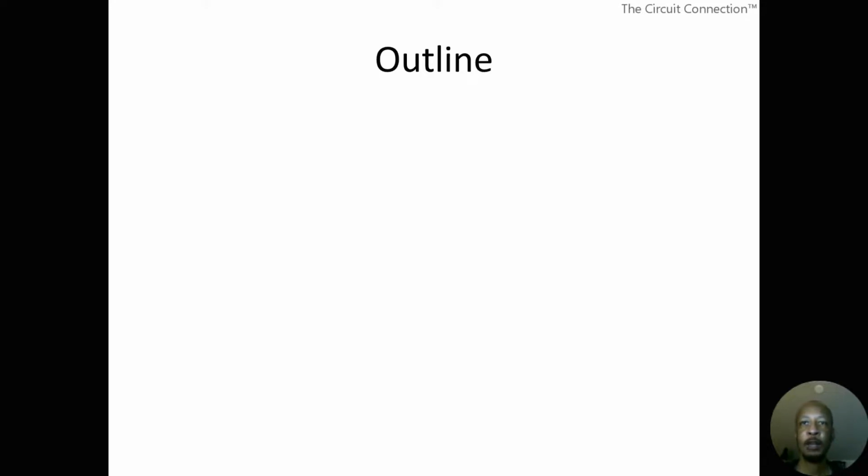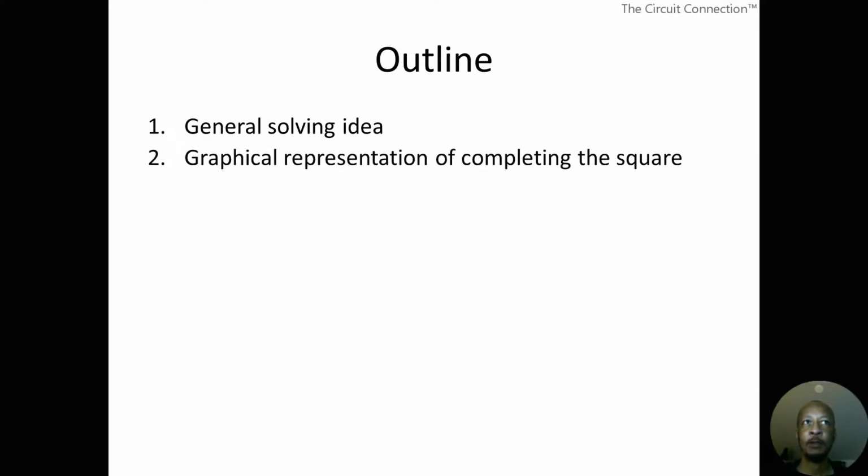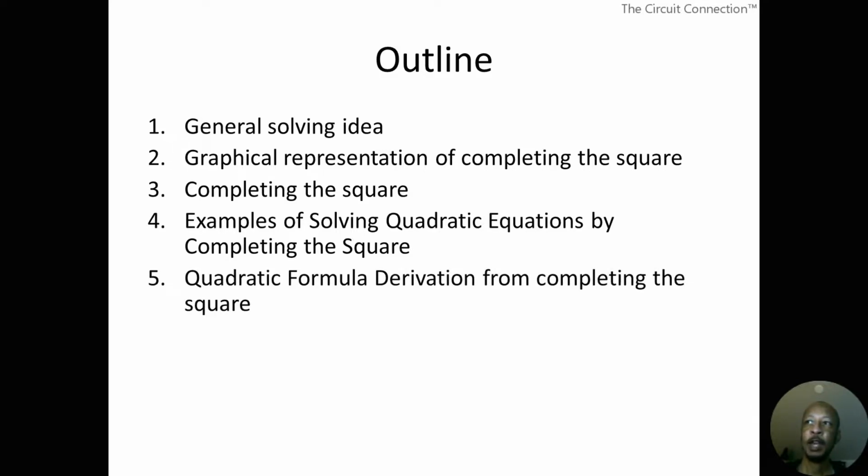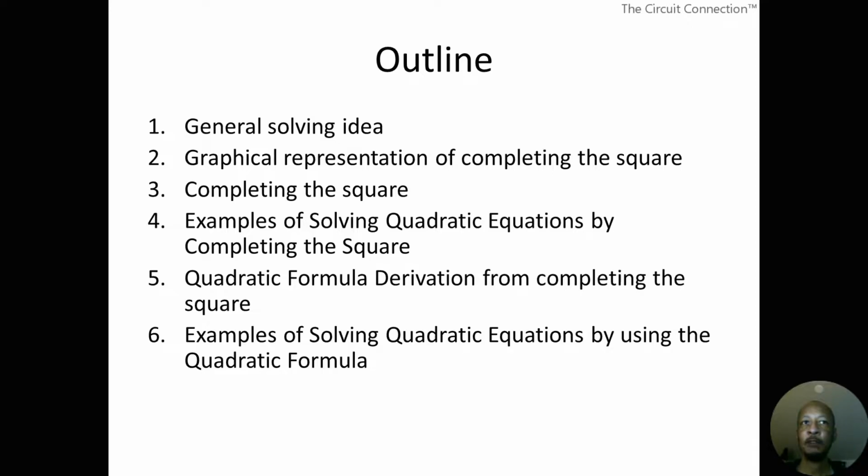Okay, so an outline of what I'm going to be going over. Number one, I am going to be doing some general solving ideas for why you would need this. Then I'm going to do a graphical representation of completing the square. Next, I'm going to complete the square, and then I'm going to give some examples of solving quadratic equations by completing the square. Next, I'm going to take the quadratic formula derivation from completing the square, and then I'm going to use some examples of solving quadratic equations by using the quadratic formula. And then I'm going to explain the concept of a discriminant, and then that will be it for the scope of these slides.